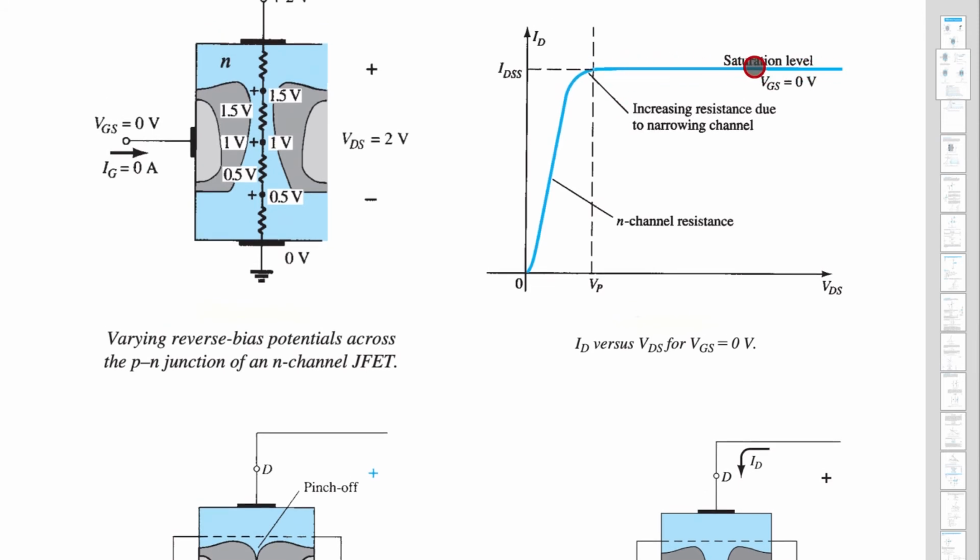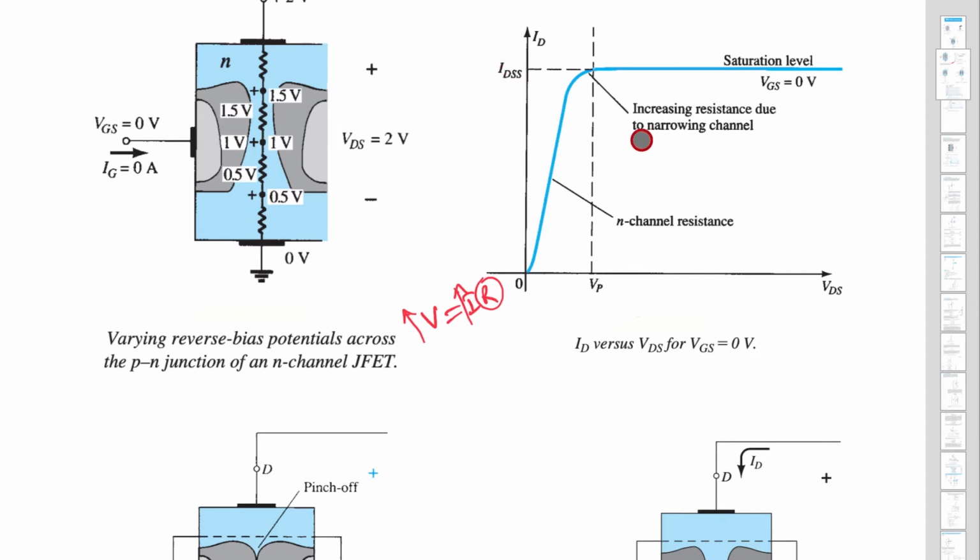So hope you understood why this is a straight line and why this is linear. This is linear because it is ohmic. Resistance is a linear element, so current will also vary linearly. Something like V is equal to IR, R is a linear element, some constant. So as V increases, I also increases. V is increasing from 0 to 2, so I is also increasing from 0 to some value in milliampere only.